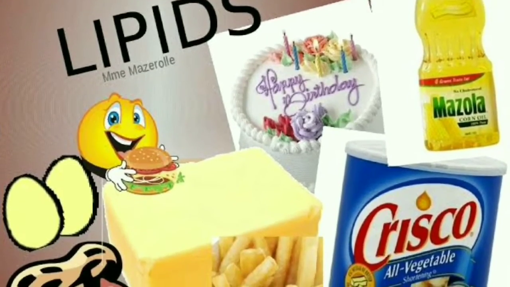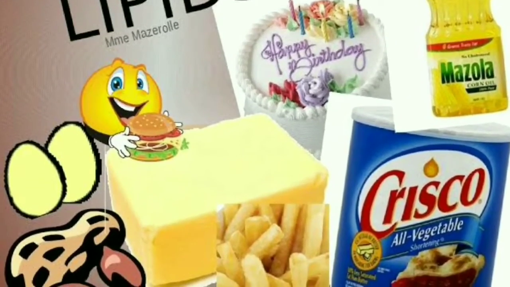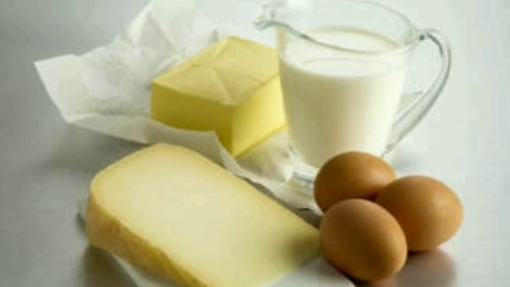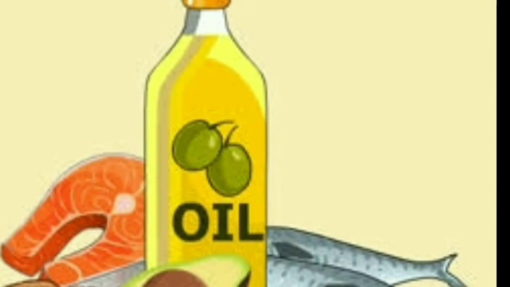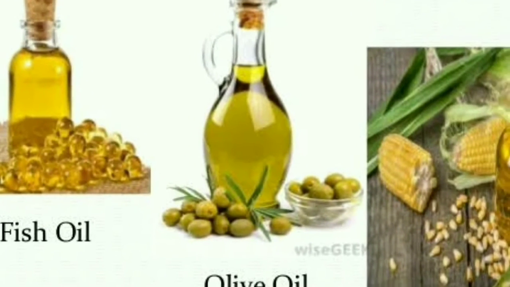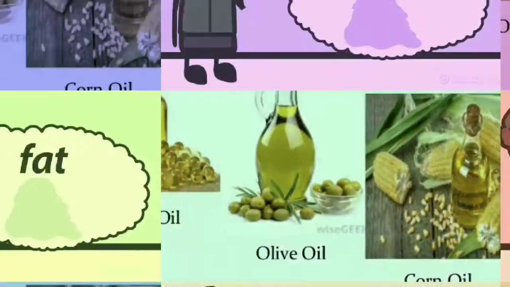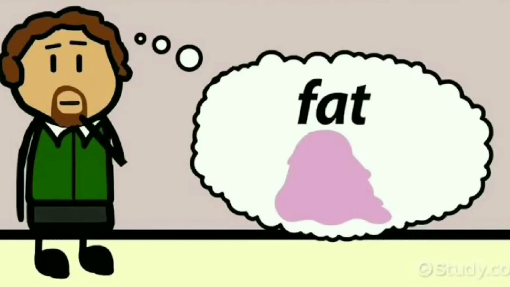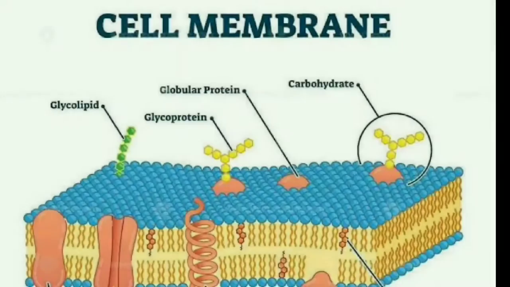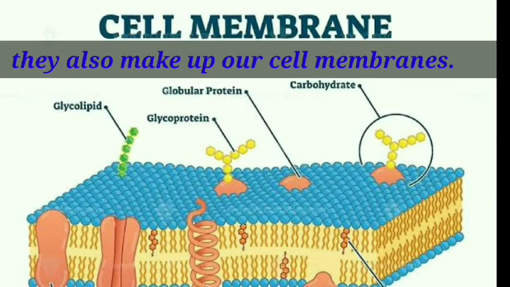Lipids or fats उन चीज़ों में आते हैं which are rich in animal fats, जैसे कि दूध, मक्खन, चीज़, गोश्त, अंडे, and oily fish. Foods that are rich in plant fats include olive oil, sunflower seed oil, margarine, etc. Fats को अक्सर बुरा ही कहा जाता है, but they are actually essential for the protection of our organs. They are also good for storing energy, and they also make up our cell membranes.